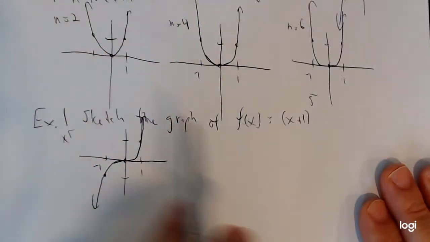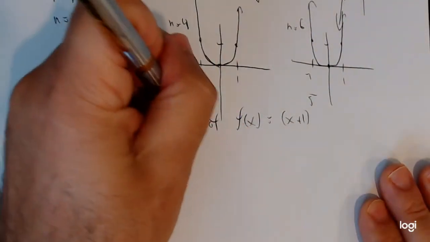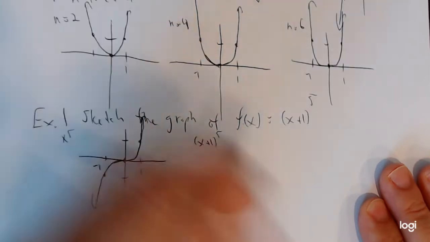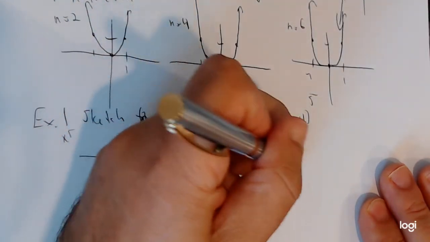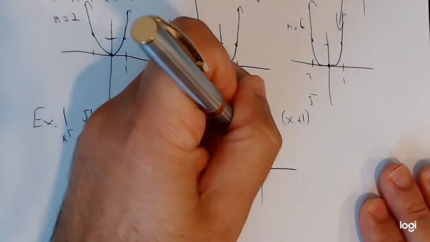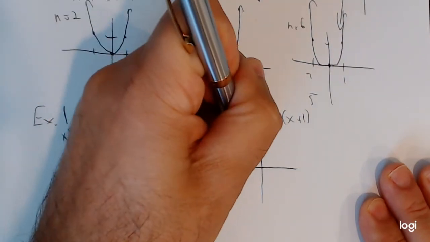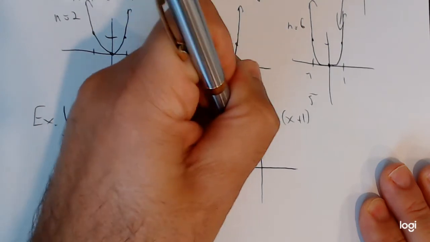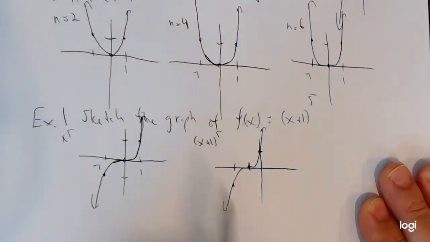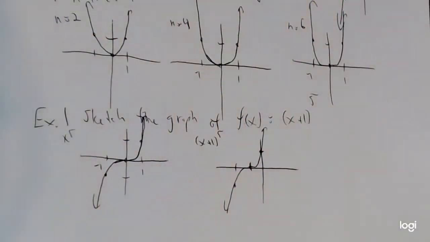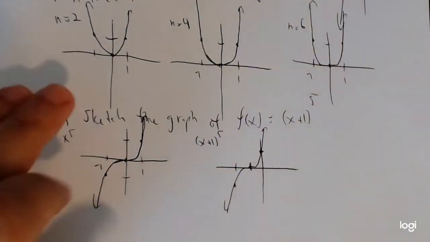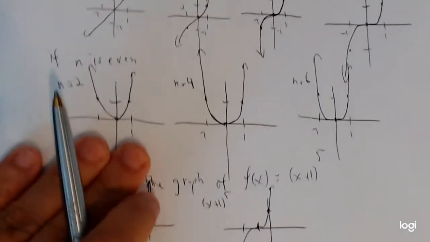Okay, so now the x plus 1 is saying what? Shift it 1 unit to the left. So it'll be here, here, and here. So it'll still have the same flatness. It's kind of like I grabbed that guy and moved it 1 unit to the left. Okay, so that takes care of our basic polynomial function.